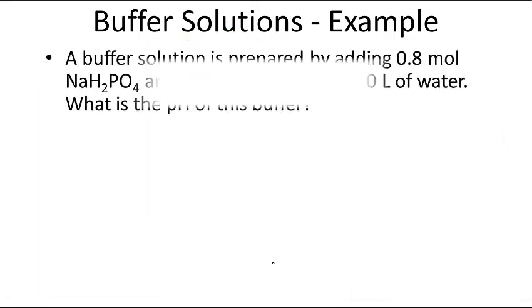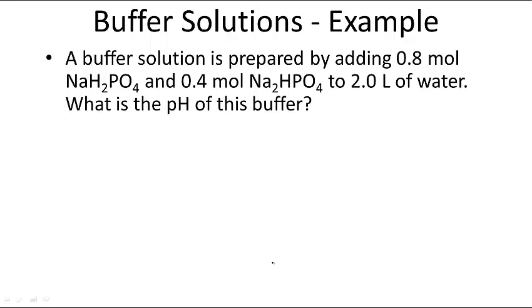All right, let's do another example. This is probably a more realistic buffer that you might use in a lab. A buffer solution is prepared by adding 0.8 moles of NaH2PO4 and 0.4 moles of Na2HPO4 to 2 liters of water. What is the pH of this buffer?